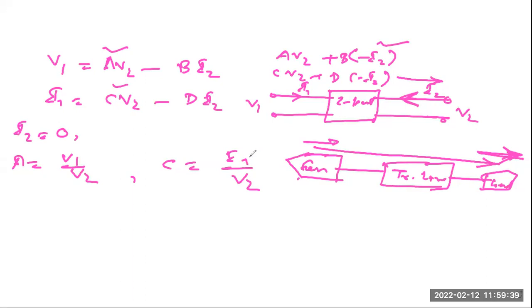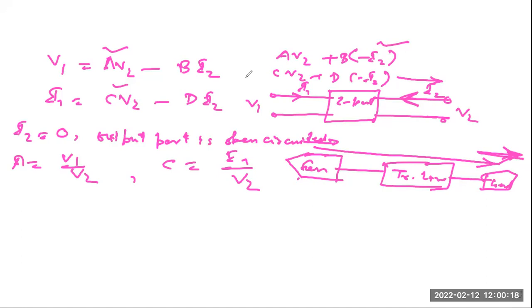Now, C is I1 by V2. I by V means it is basically an admittance. So in I1 by V2, you are giving the input voltage on the output side and measuring the response in the input side. That's why it is from 2 to 1. So it is your reverse transfer admittance. Now all these things happen when I2 equals 0. I2 equal to 0 means this output port is open circuited. There is no current.